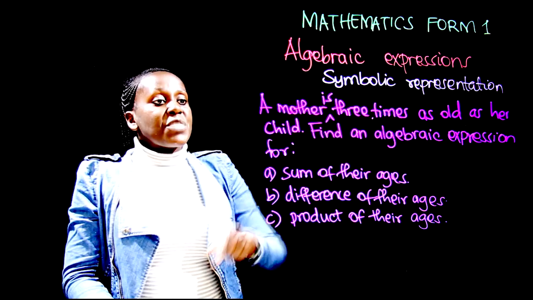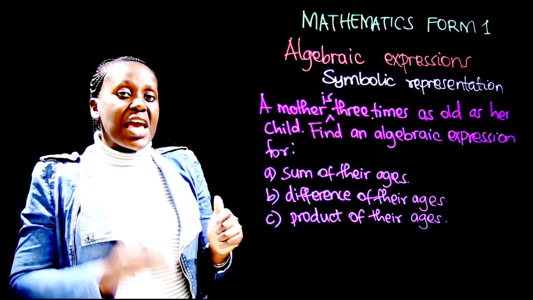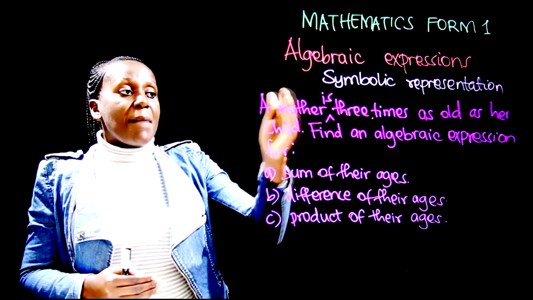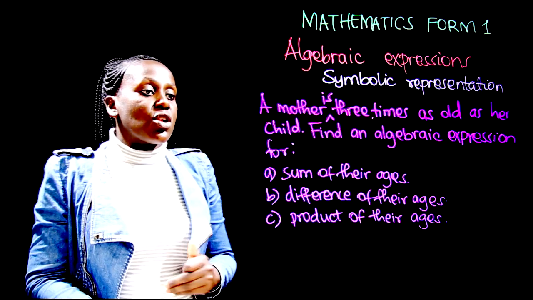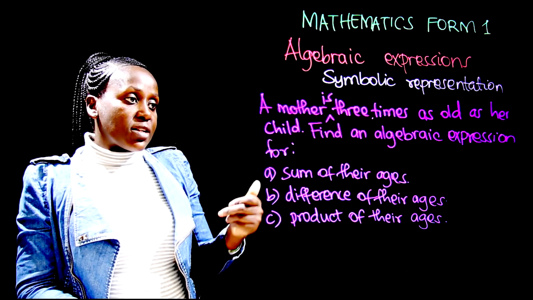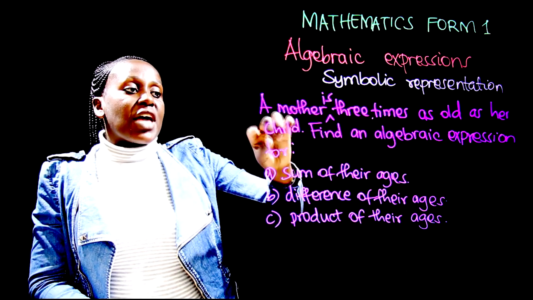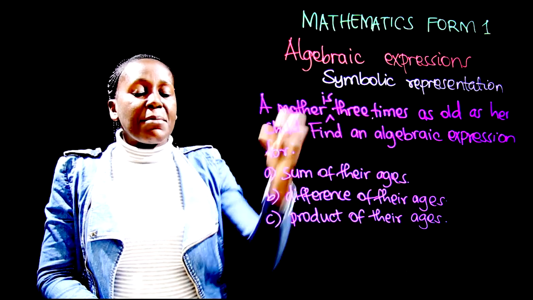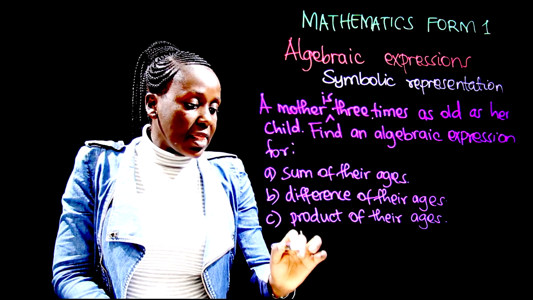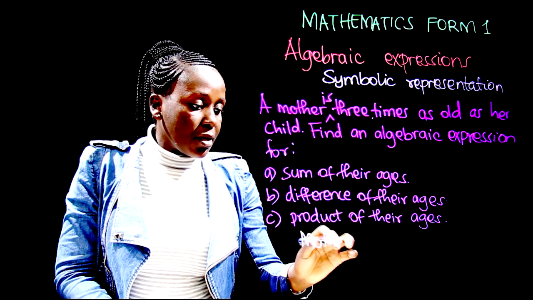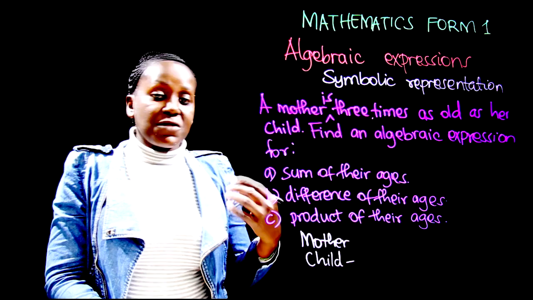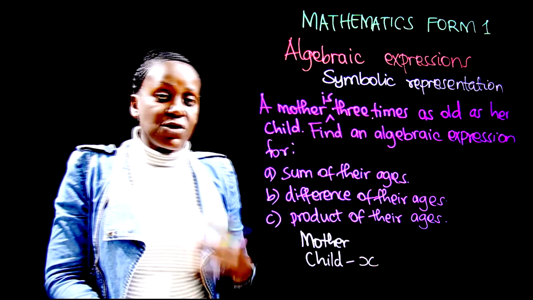Since the age of the child is the one that we are referring to when we say the mother is 3 times as old as her child, we are referring to the age of the child first before coming up with the age of the mother. So we can decide that we have the mother, then we have the child. Let the age of the child be x years old.